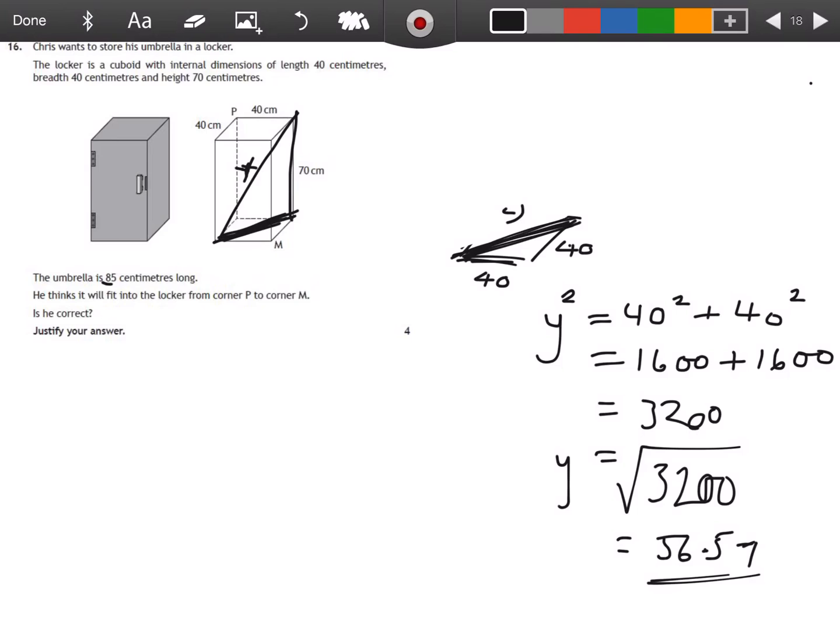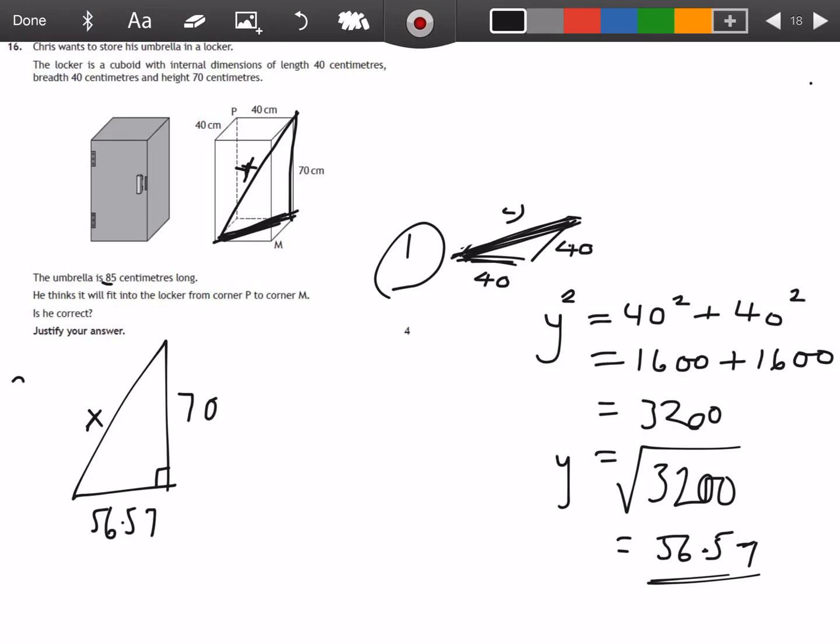Right, so now going back to our original question. This distance across the bottom, we've just worked out, is 56.57. The distance up the side is 70, and we're trying to work out this. So that was the first thing we've done. I'm just putting step 1 and 2, so that when I take a screenshot, if you look back, you can see what we've done first.